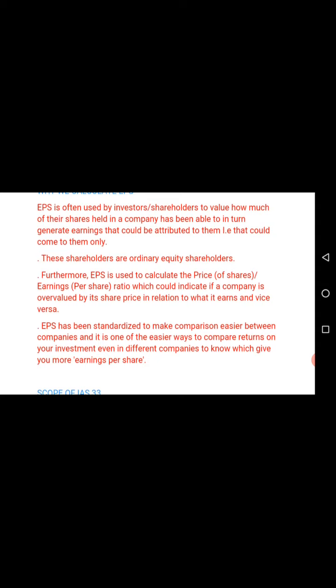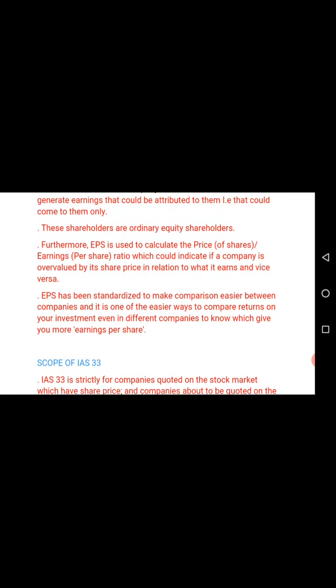I'll take it again. EPS has been standardized to make comparison easier between companies, and it is one of the easier ways to compare returns on your investments even in different companies, to know which gives you more earnings per share. Now the name is written plainly here for us to understand what it means. So we'll move over to the scope of IAS 33.